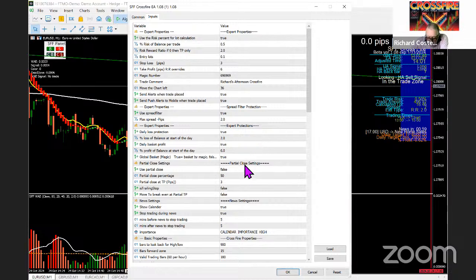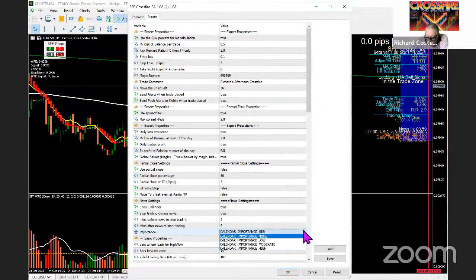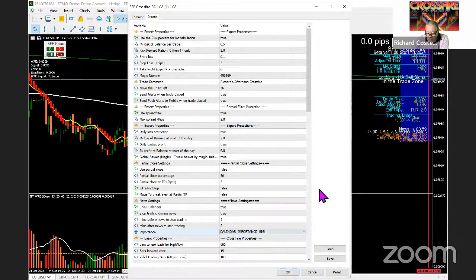At the minute I'm ignoring the partial settings. I've got my news settings set on true, and I've got them set on high importance. We were advised last week to change that to moderate because we weren't getting the signal for the high impact news, but I noticed so far this week we've been getting the signal. In fact, there is the signal. Look, right on the very right hand side of my screen. That's telling me there's high impact news. So it looks as if MT5 is recognizing high impact news again.